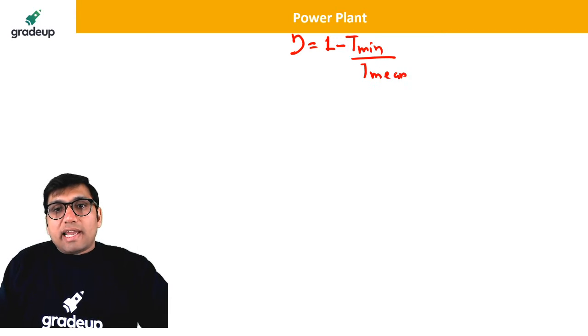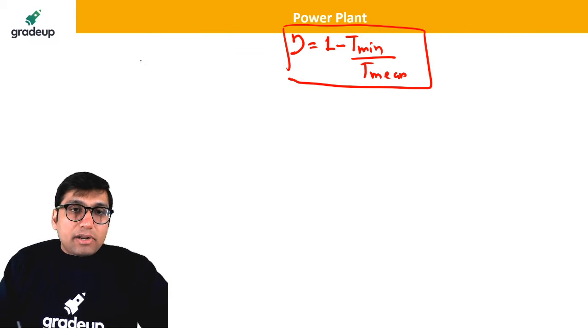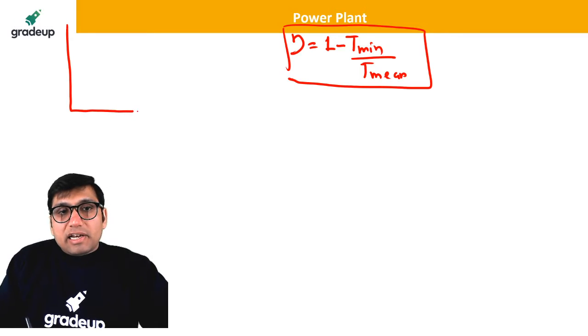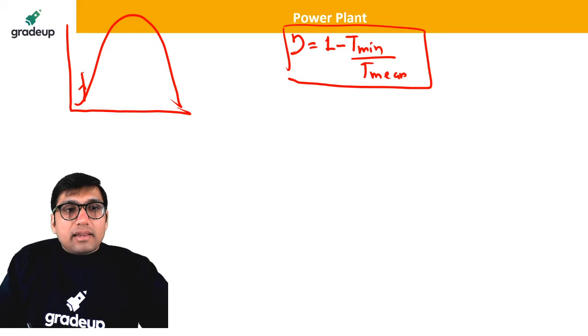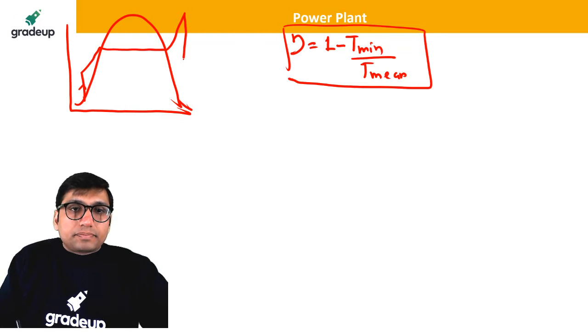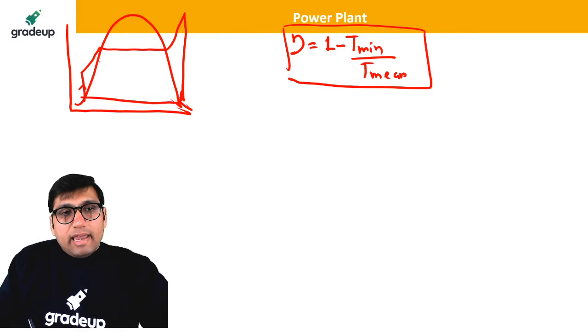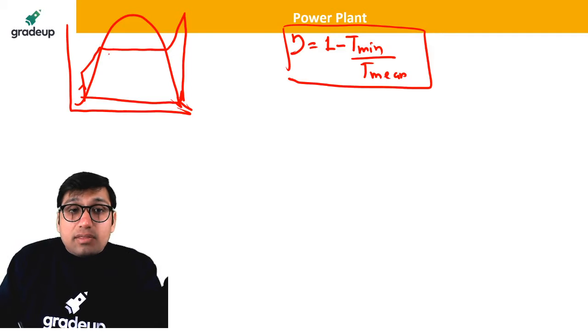In terms of the Carnot cycle, you can also write the efficiency of the Rankine cycle in terms of minimum temperature and mean temperature. As you know, heat addition in the Rankine cycle is done at constant pressure. But if you want to compare the efficiency of the Rankine cycle in terms of the Carnot cycle efficiency in terms of temperature, we can assume a mean temperature at this point.